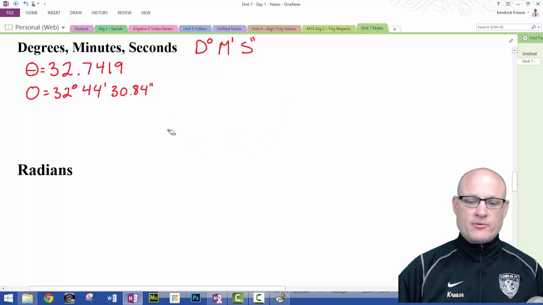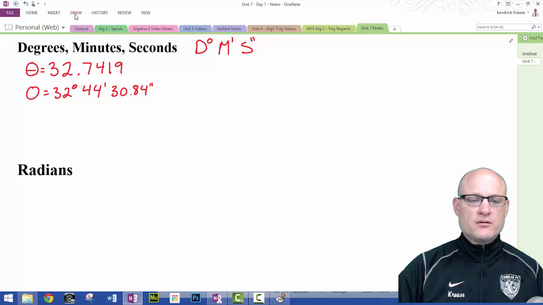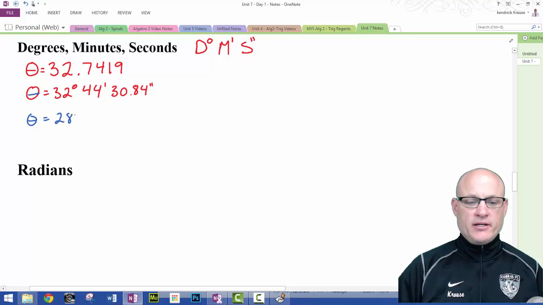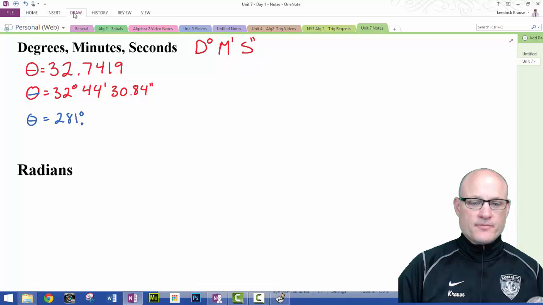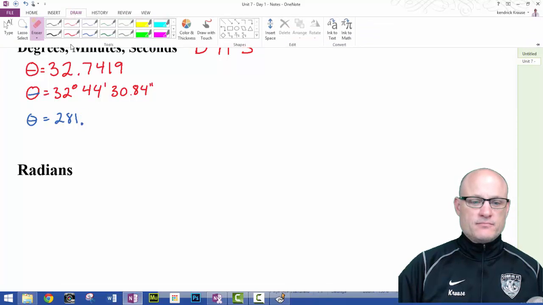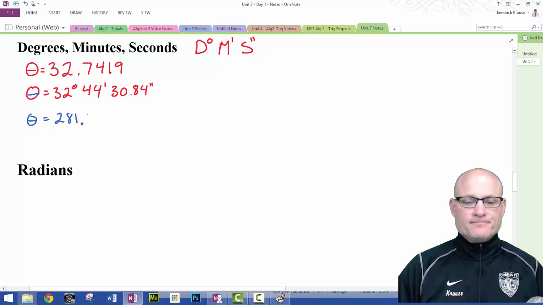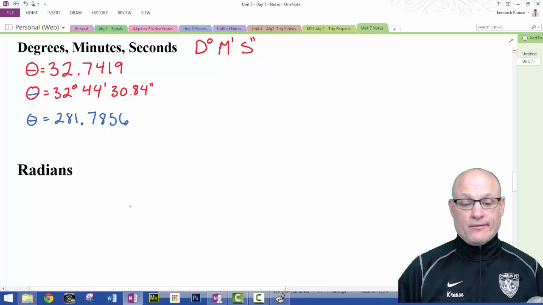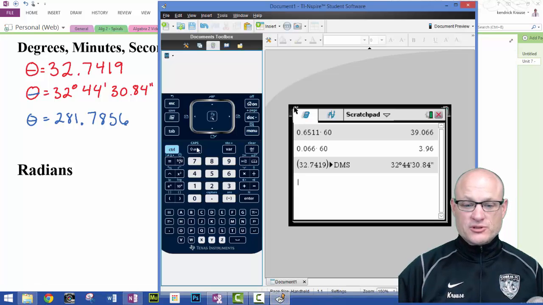Let's try another example. What if I said, let's do theta is equal to 281 degree. Oh, no. Point. 0.7856. I don't know what this is going to turn out to be. I've never done it before. Let's see it. So, 281.7856. And then we're going to DMS it.